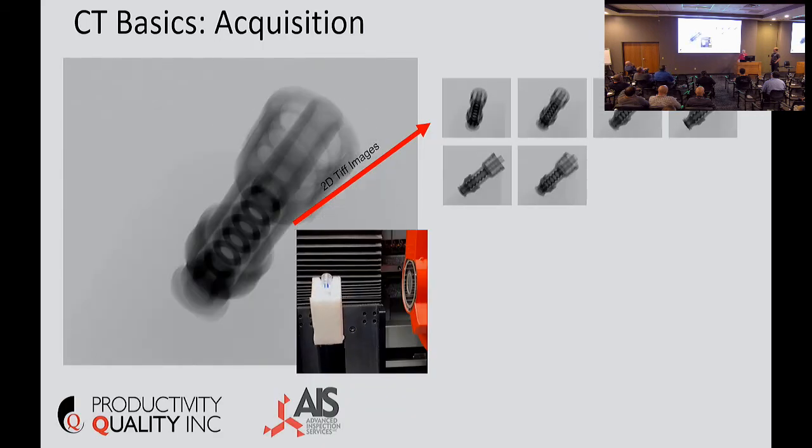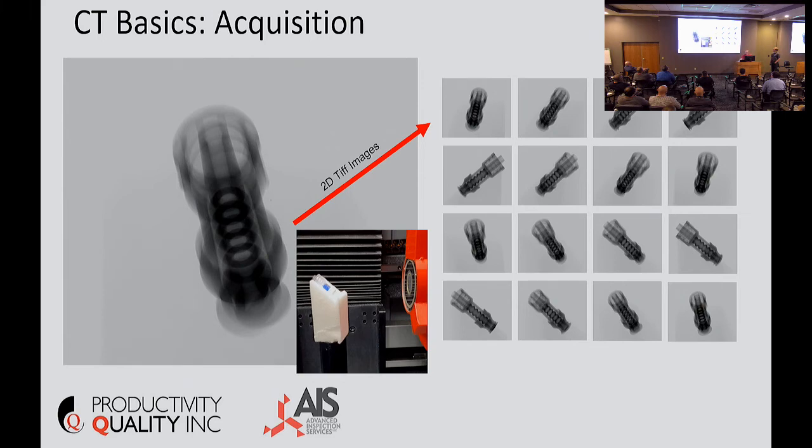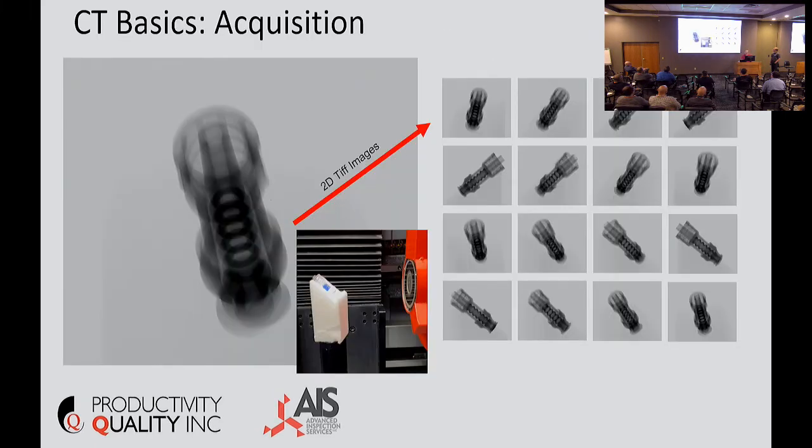Okay, so basically, if you look here, it's rotating around and it's gathering all of the images. Let me go back and replay that, it kind of went by fast. So it's rotating around. Here's a zoomed-in view of the part, and then here are the TIFF images. It's gathering many more images than this, but this is a real good example of what it's gathering before it does the reconstruction.